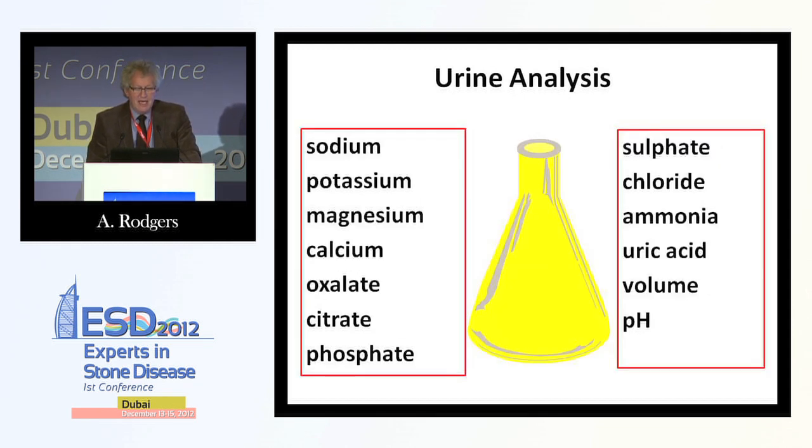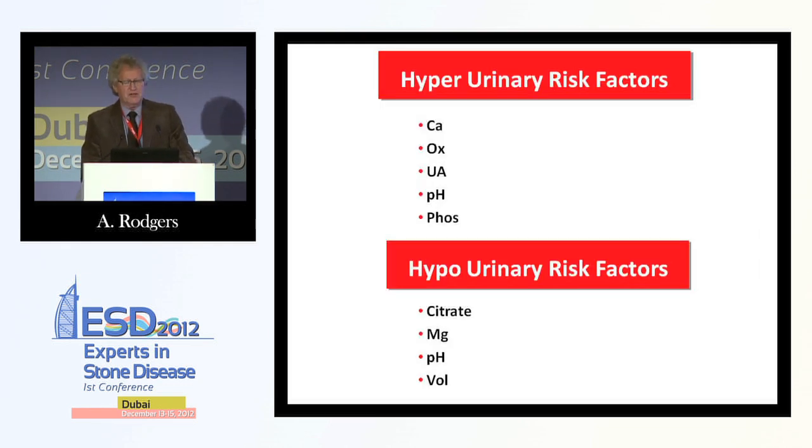So here then are the typical kinds of components that are routinely measured or should be measured in the hope that the clinician can identify hyper or hypo components. The problem is that the definition of hyper and hypo is not clear. So here are the traditional hyper, and here are the traditional hypo. Of course, pH features in both lists.